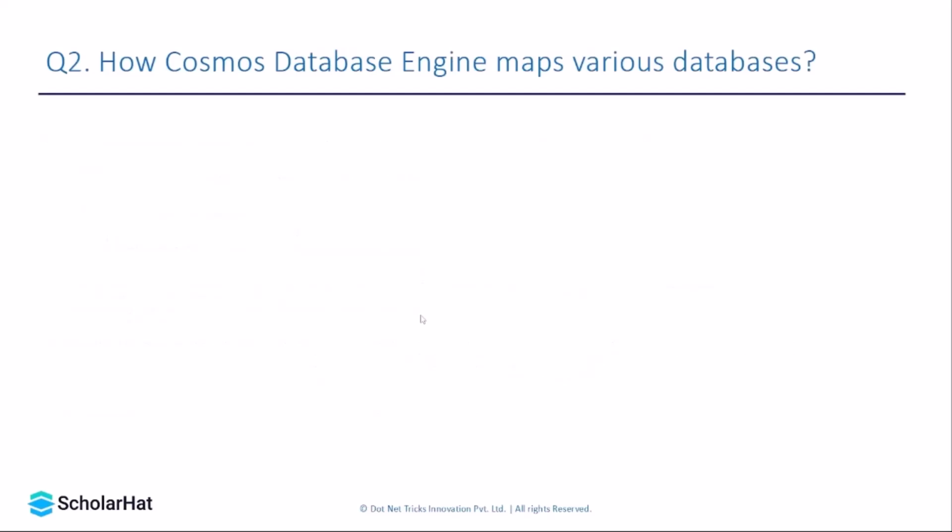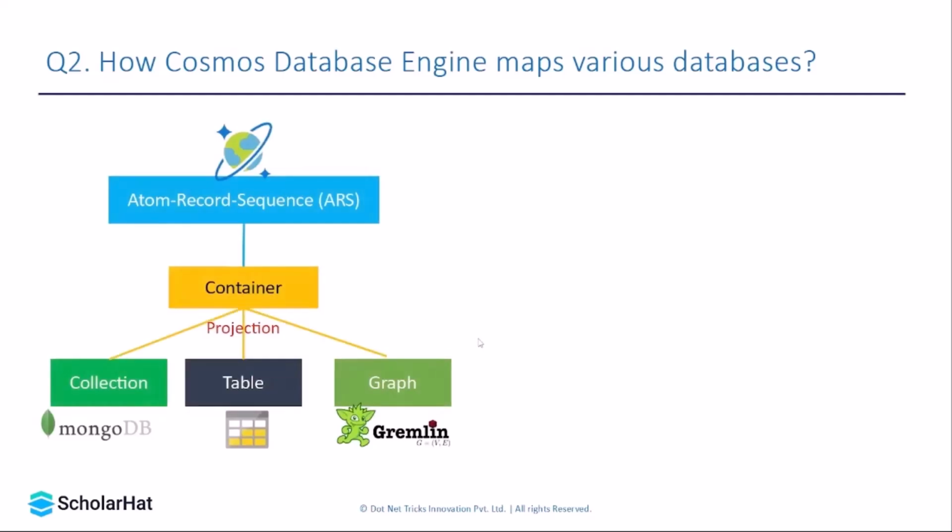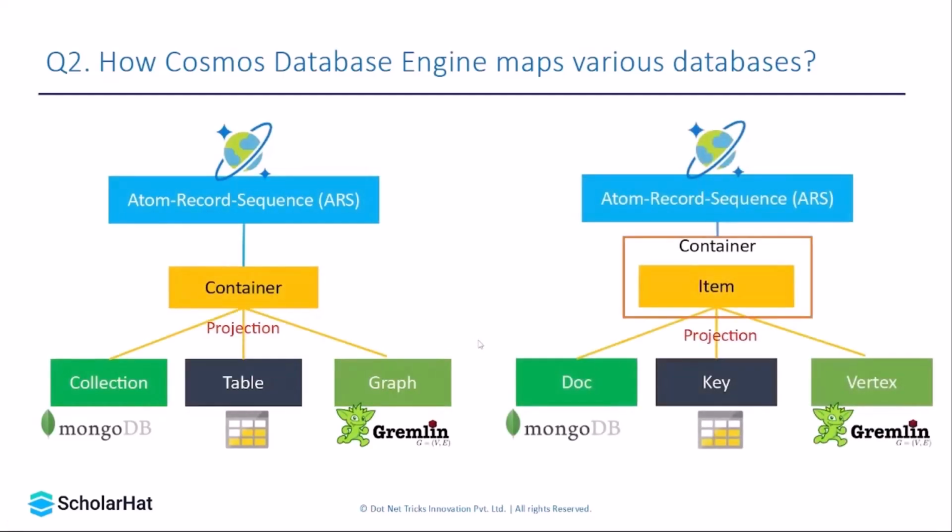Now let's move to our next question: how does the Cosmos DB data engine map various databases? Let's try to understand this with the help of a structured diagram. On the left-hand side we have something called ARS, the atom record sequence, which we discussed in the last slide. In the ARS we have a container. A container can have any item, and over there we project it to different collections.